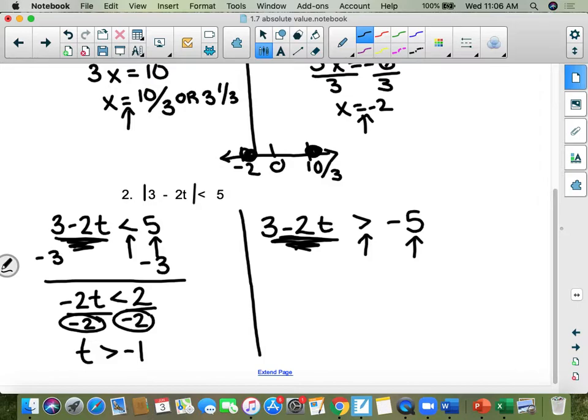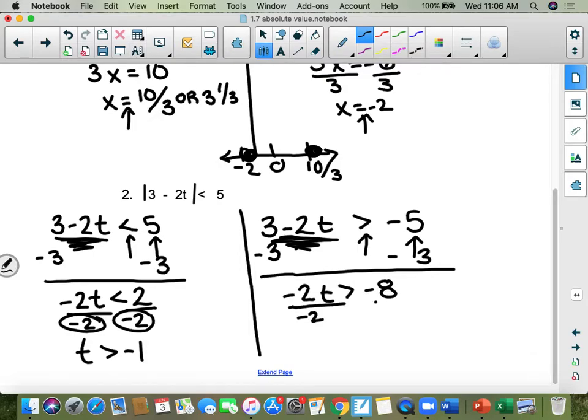Do the same thing on this side. I need to subtract 3 because the opposite of a positive 3 is a negative 3. I get a negative 2t is greater than a negative 8. I divide both sides by a negative 2. T is less than, I have to switch my sign because I divided by a negative number. A negative 8 divided by a negative 2 is a positive 4.